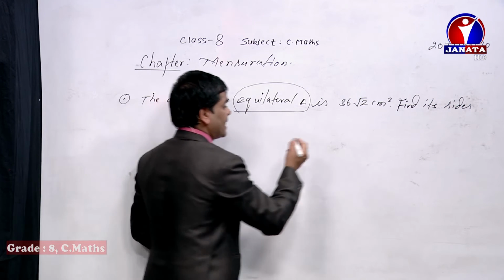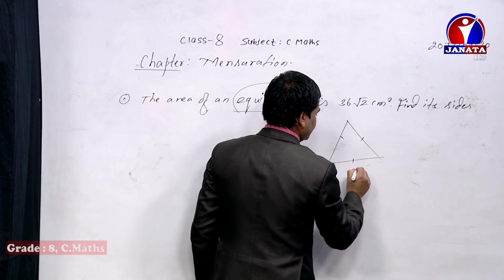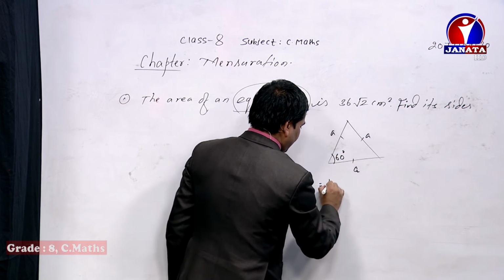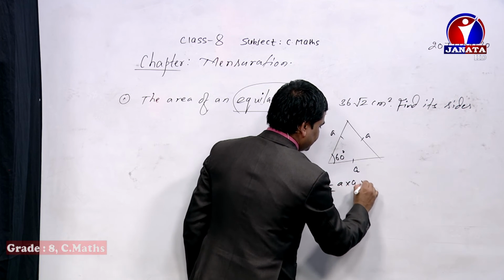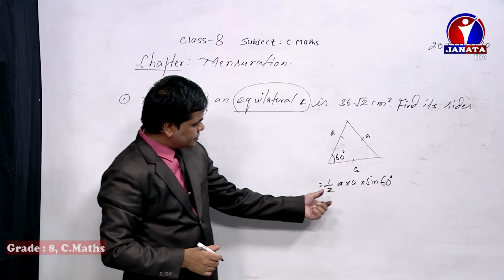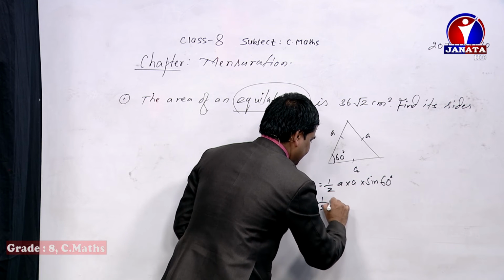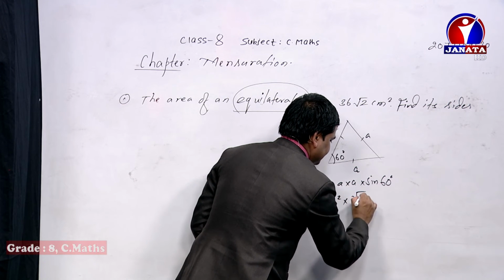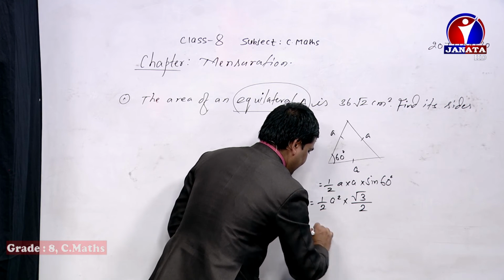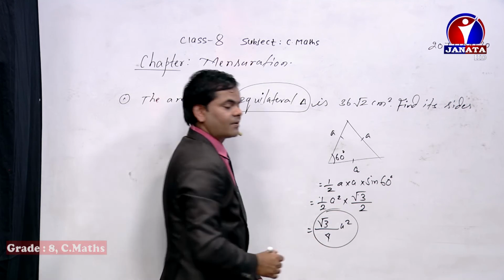So if you derive the formula, simply make a figure, all sides we suppose as A, and all angles are 60 degrees. So 1/2 A into A into sine 60 degree. At the time we did this, dear student, that's why you should not be confused. So if you use this one, then what happens? 1/2 A into A, A square, and what is the value of sine 60 degree? Root under 3 by 2. So if you combine 2 into 2 is 4, and root under 3, now A square. So this is the formula.